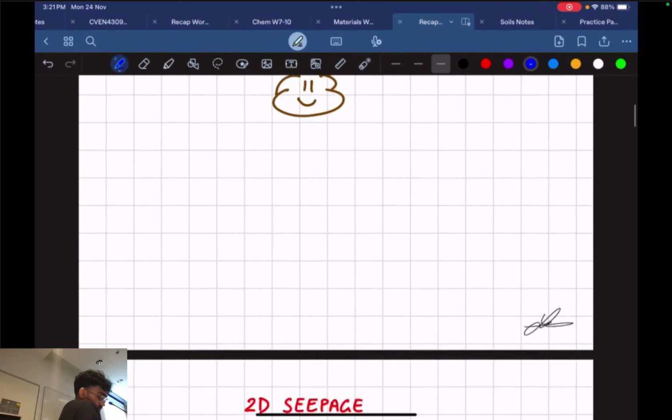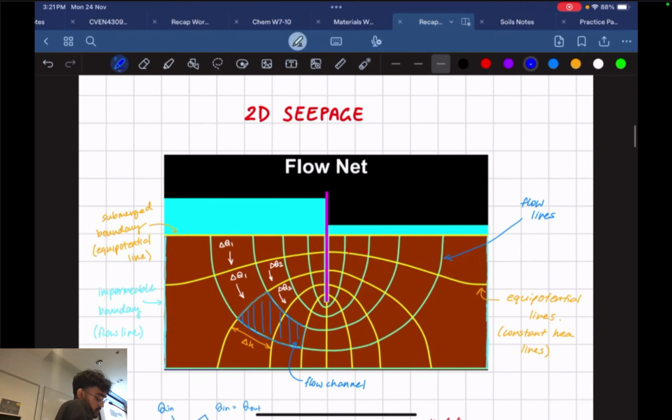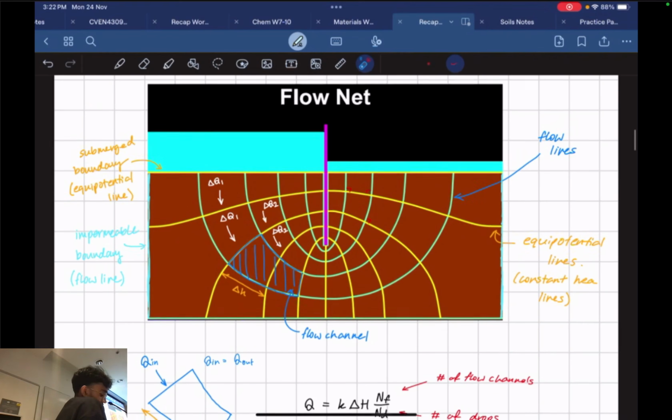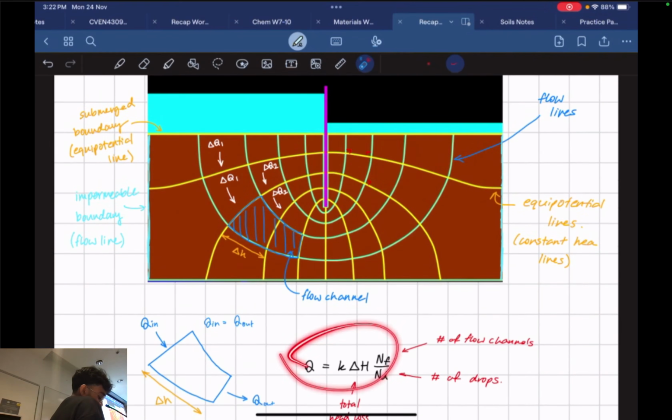First topic, 2D seepage. I've got some diagrams here, straight from the lectures, just to indicate some things about 2D seepage. The blue ones are flow lines, and the flow lines help you visualize a flow channel. Within that flow channel you're going to have water flowing, and you can actually find the value of that flow using this equation down here.